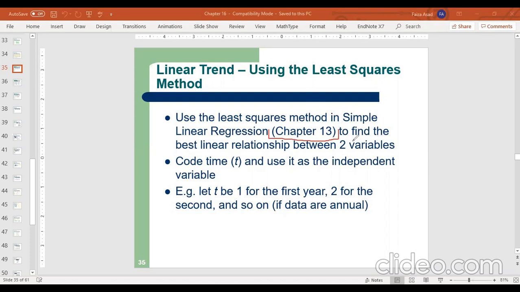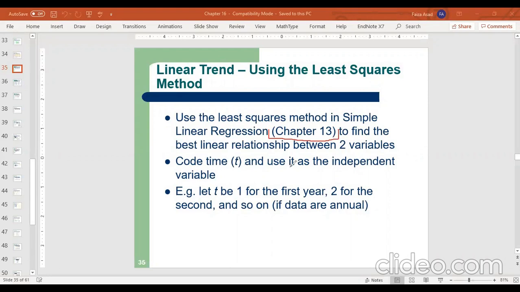Regression, you are familiar with this concept. Regression is basically used to measure the relationship between two variables. In this chapter, we are only focusing on the line, or regression line, or the trend line, and we will develop the indexes. So let's move on.